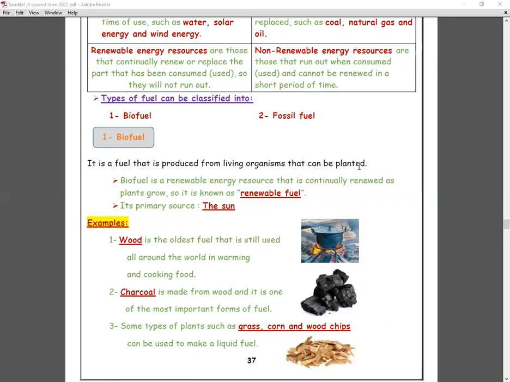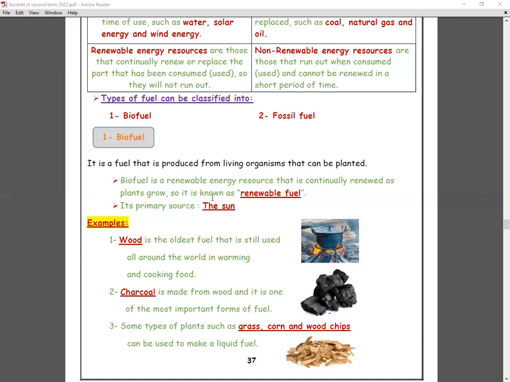So now we will talk about living organisms, especially living organisms that can be planted, and sea animals, okay? So it is a fuel that is produced from living organisms that can be planted. So biofuel is related to living organisms like green plants only, okay? So the primary source for the biofuel will be the sun.